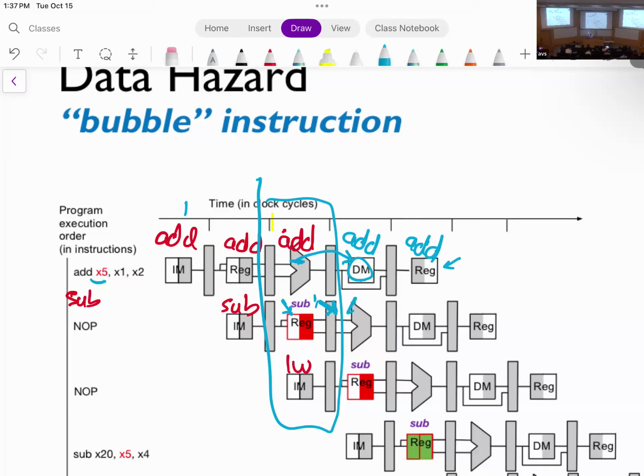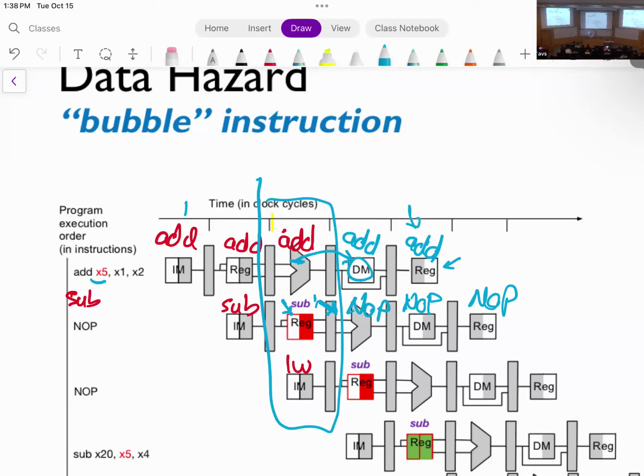So I'm going to replace add with a no-op here. In a regular system where there weren't any dependencies, this would have been a sub, but now it's what we call a no-op. Basically, we let the no-op continue into the pipeline. So the no-op goes to the next stage and the next stage. We don't care about the no-op because it doesn't do anything.